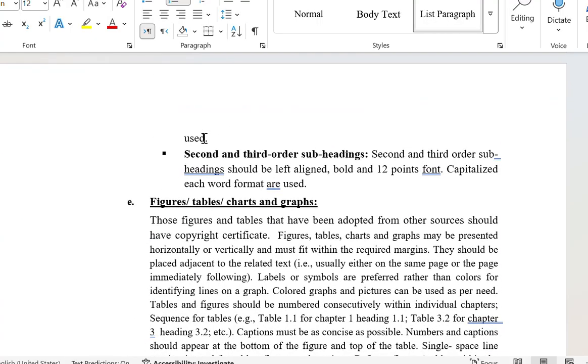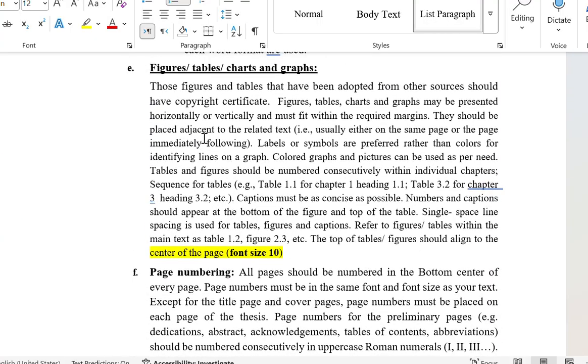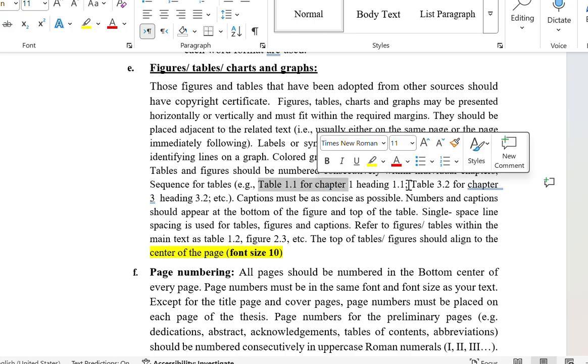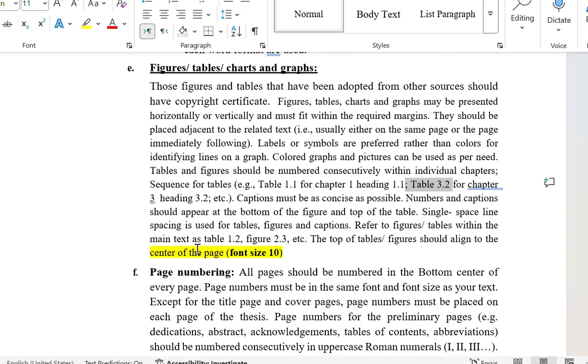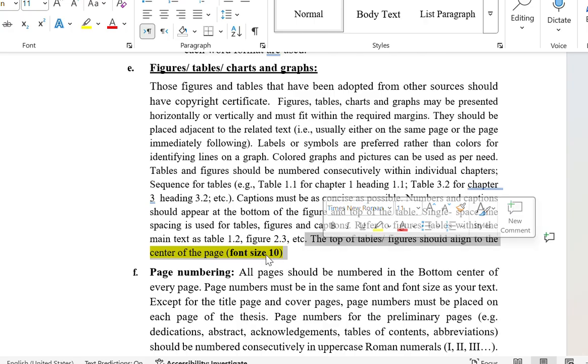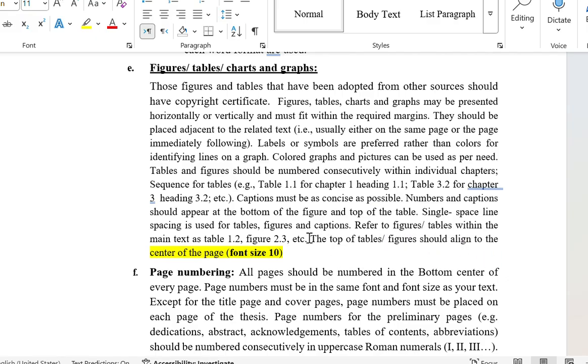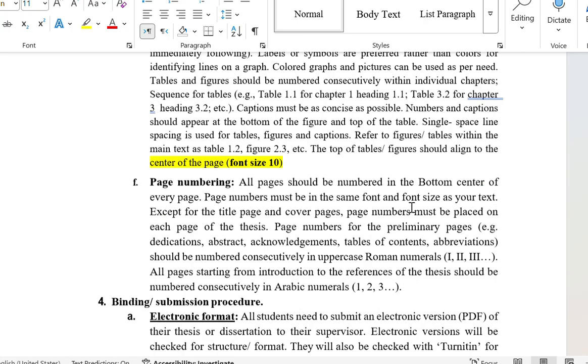Major and minor headings, they have mentioned recent ones, so you have to use those. For figures and tables, you have to write like this: Table 1.1, like Table 3.2, something like this. Table title must be on the top of the table. Figure title must be at the bottom of the figure, okay? Figures and graphs titles should be at the bottom, and table titles are at the top. And for this you have to use font size 10 for tables, charts, figures, graphs, okay? It's not 12.